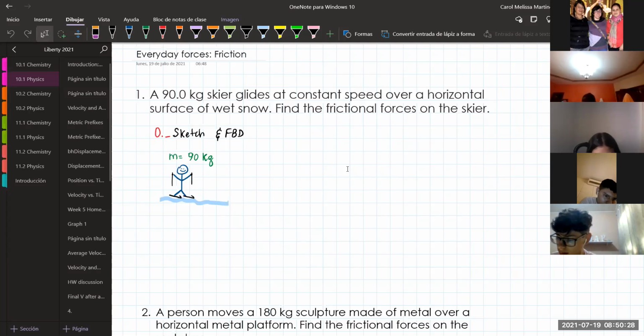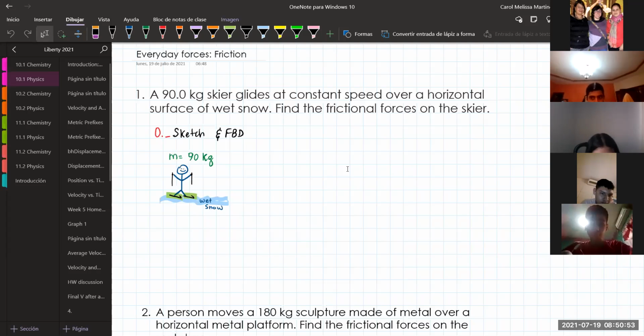So let's call this the horizontal surface and it's made of wet snow. Okay. Now think about these guys. What material do you think these guys are made of? Of wood? Wood, exactly. So in the table, we're going to look for this situation, wood and wet snow.